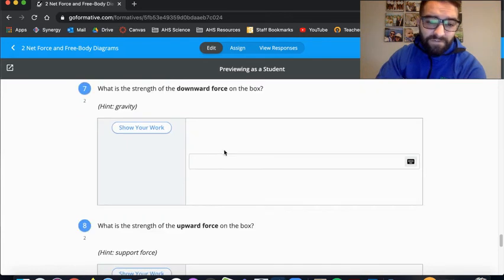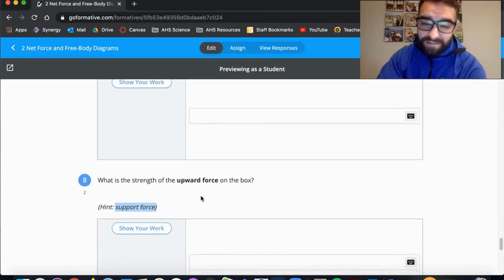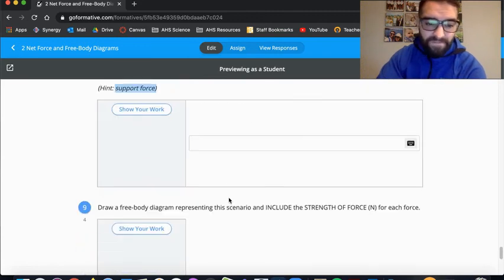So what is the downward force? What is the upward force? My other hint is a support force. If you need to refer back to the notes from activity number 1, I would recommend you do that.